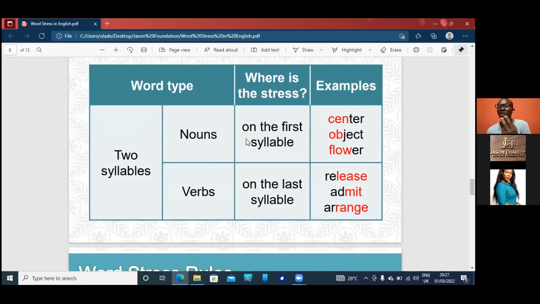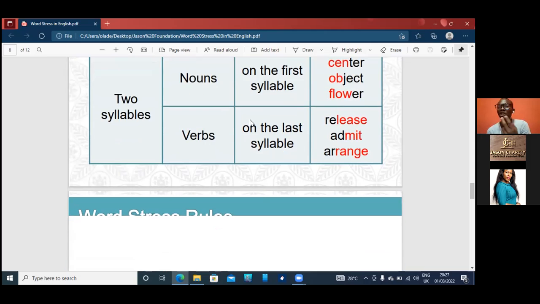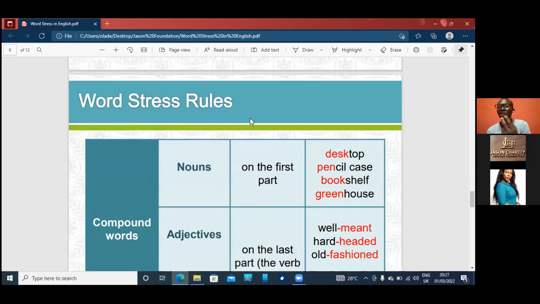You are taking an exam and you took a disyllabic word, easy for you, because you already know it. It's an adjective, it's on the first syllable. So let's move on to another rule.